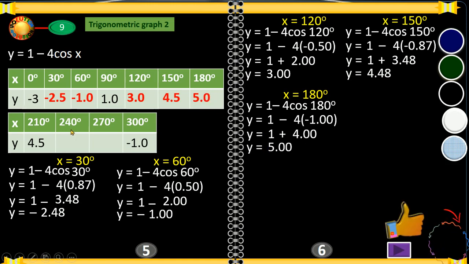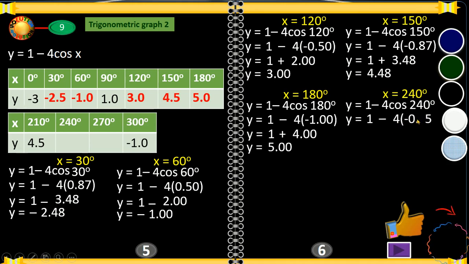Then we're going to do the same thing for x equal to 240 degrees. If x is equal to 240 degrees, we're going to replace x with 240 and then simplify. That will give me 4, because cos 240 is minus 0.5. Then we're going to find the value of y. That will give us a plus. Minus times minus is plus. Then 4 times 0.5 is 2. Then adding that, y will give us a 3.